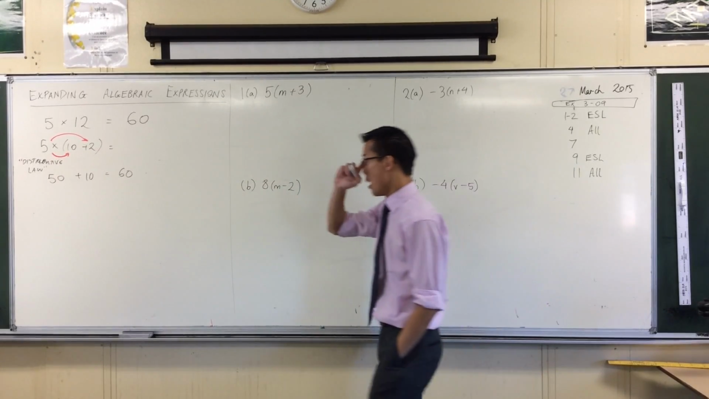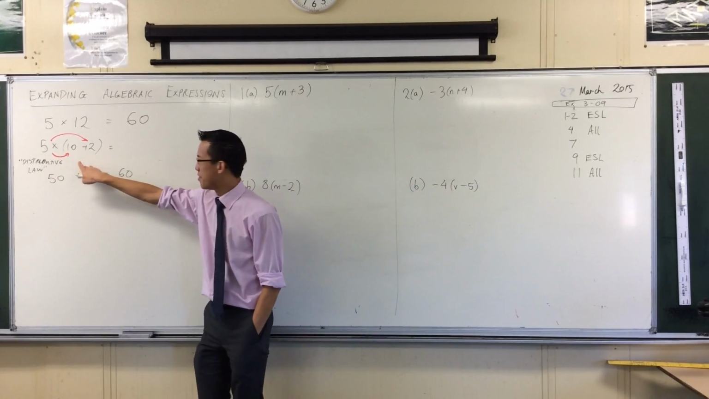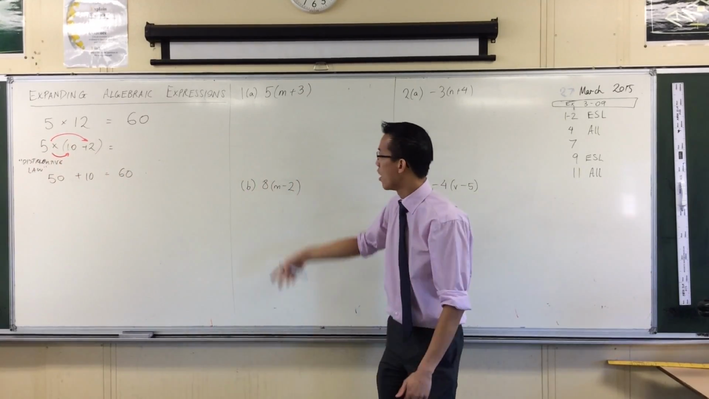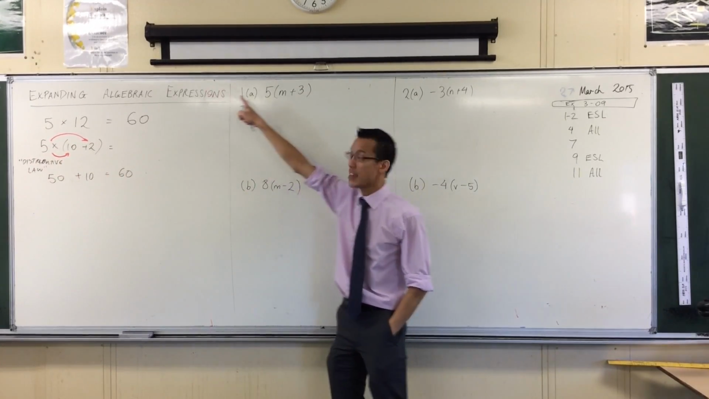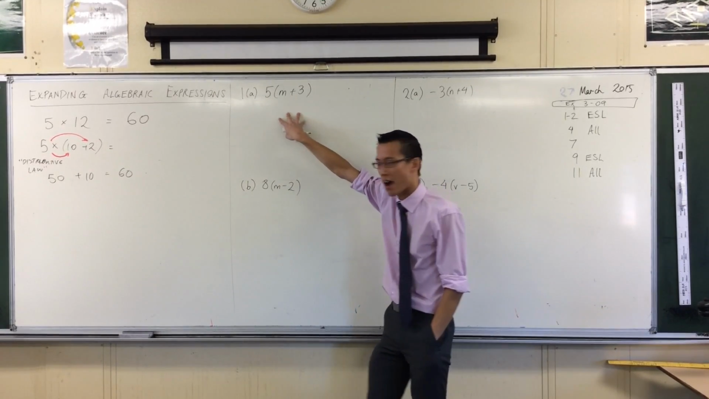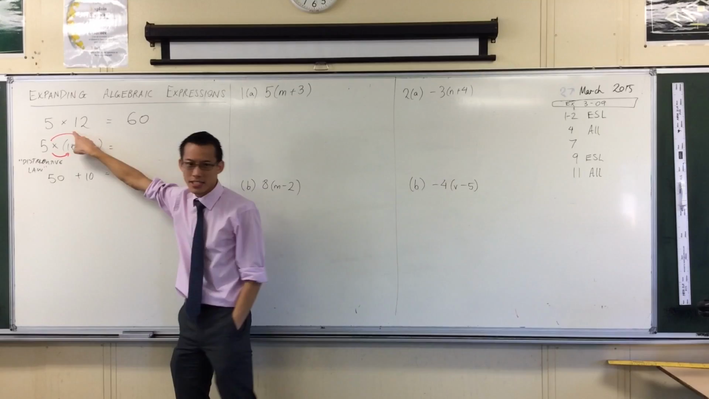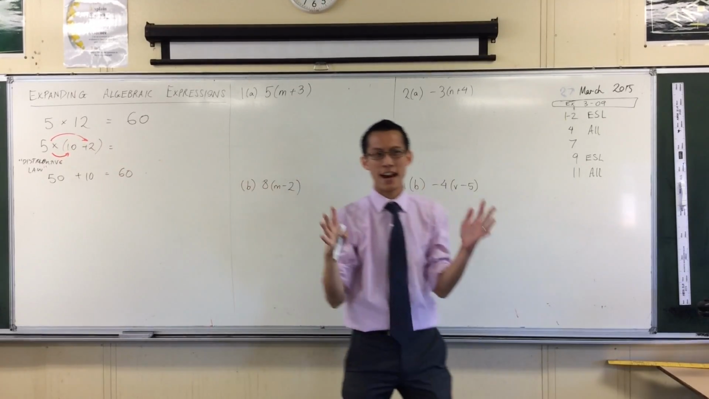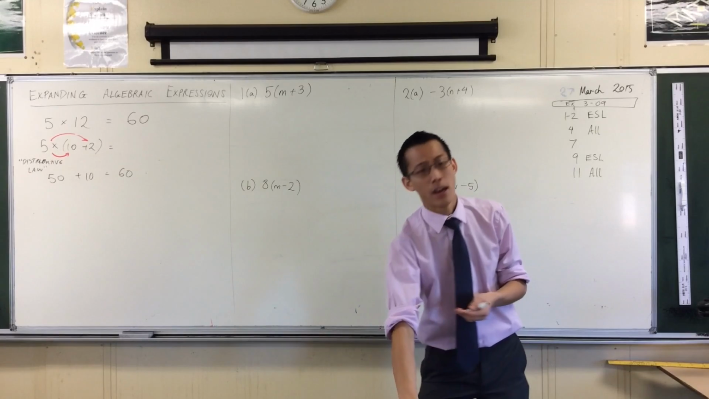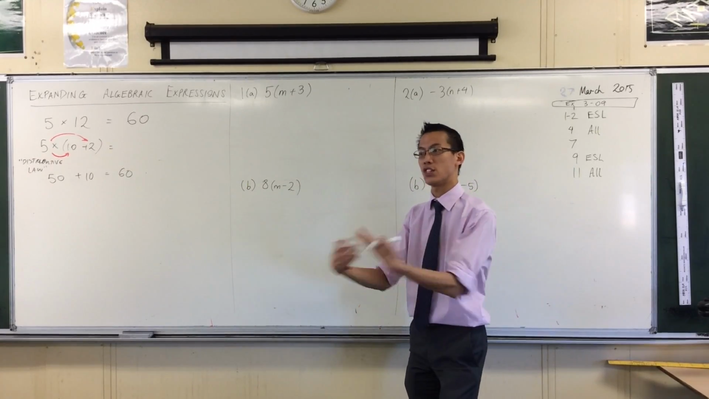Okay? But we're going to use this idea that whatever's at the front will get distributed to everything inside the brackets when we look at algebraic expressions. Because even though we're doing the same thing here, it looks rather different. So sometimes your brain can kind of weird out and not know what to do. Let's have a go. I'm going to use this same principle of distribution.